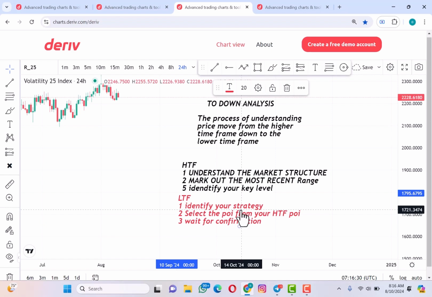If it's a trend line strategy, whatever strategy you're using, you need to identify it on that lower time frame, let's say 15 minutes or 10 minutes or thereabout. Now you have to select your POI from the higher time frame POI. What do I mean by that?